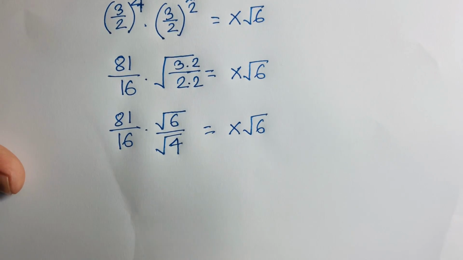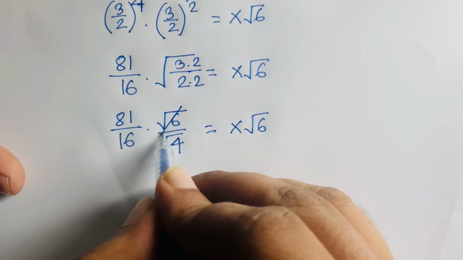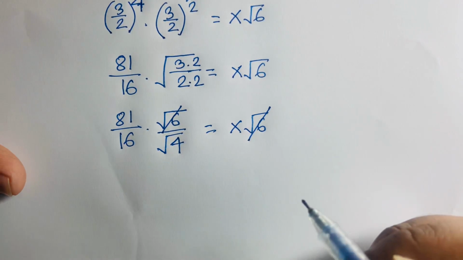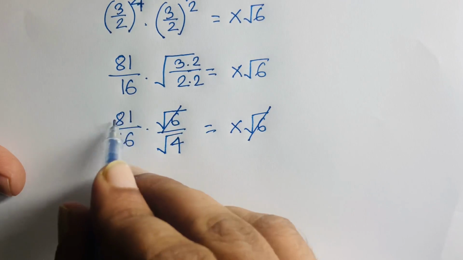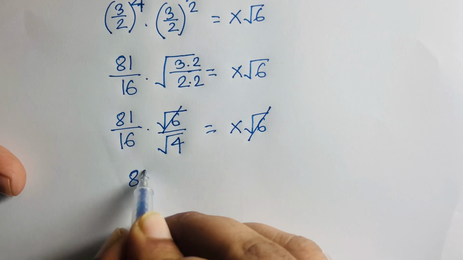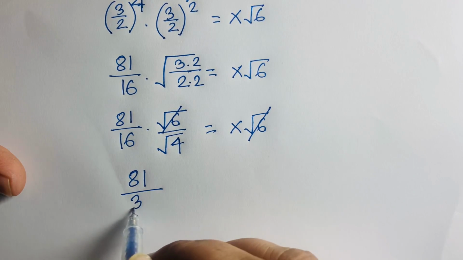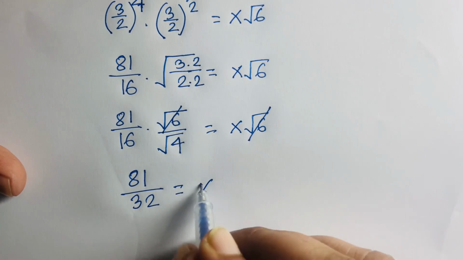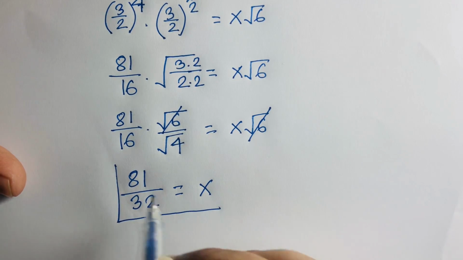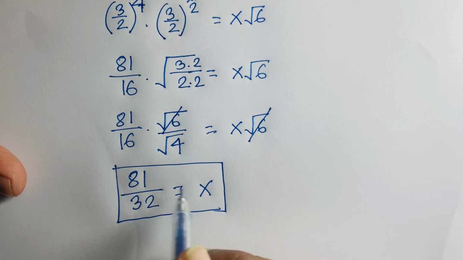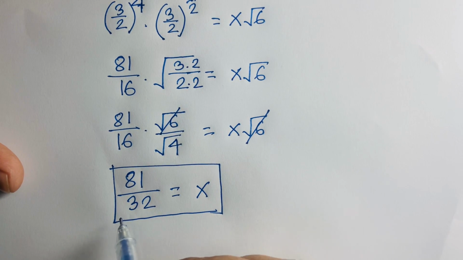Then in this case, the √6 cancels, and we find 81 over √4, which is 2, times 16, which is 32, is equal to x. So this is our final answer. This is the value of x. x is equal to 81 over 32.